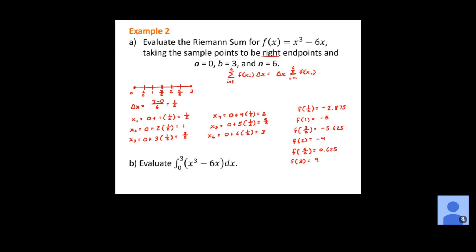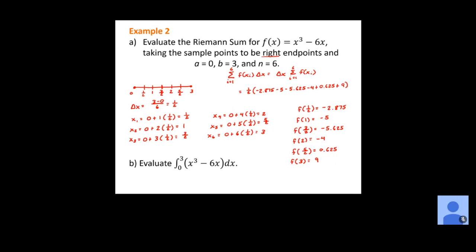And so if you go back and look at our formula, we're taking the delta x, which is the width, and then we're multiplying it by the sum of all of those heights. So this just becomes 1/2 times, and then I'm going to add up all of these values here. Negative 2.875 minus 5 minus 5.625 minus 4 plus 0.625 plus 9.